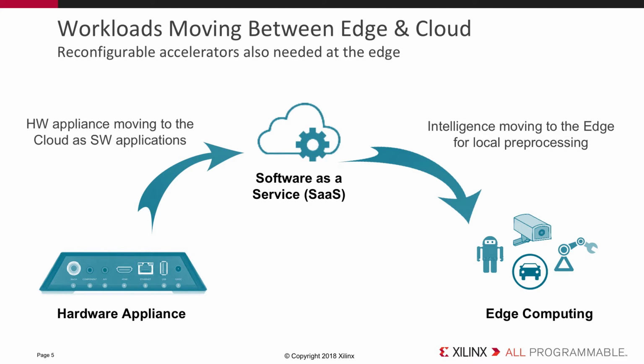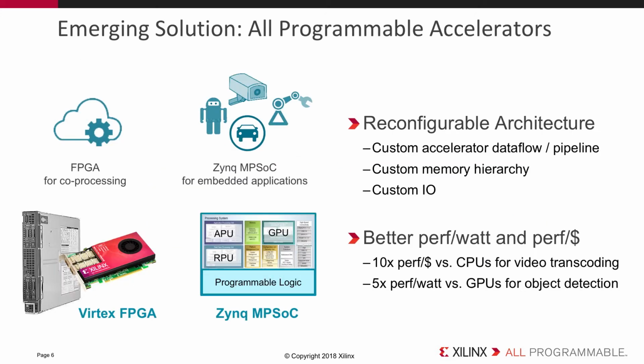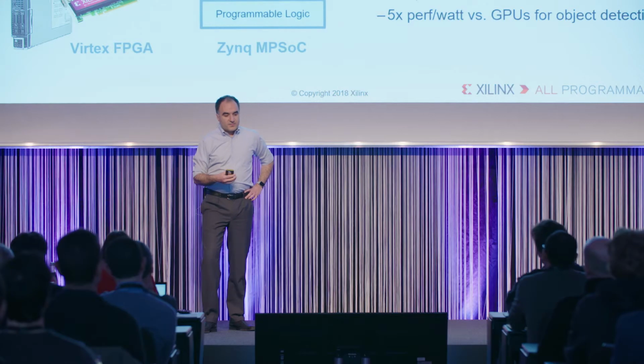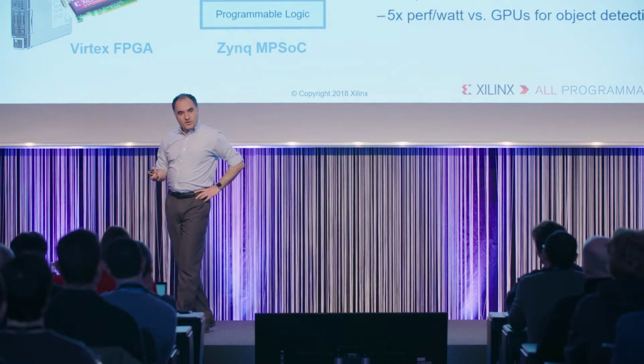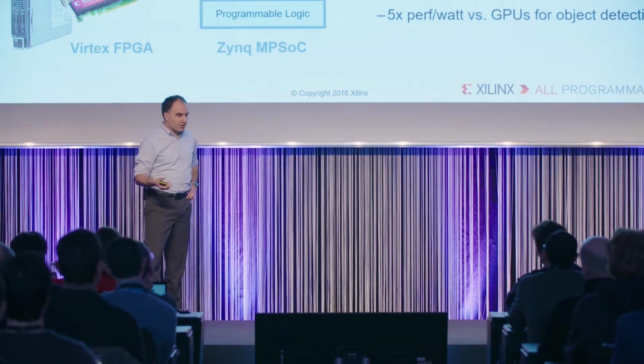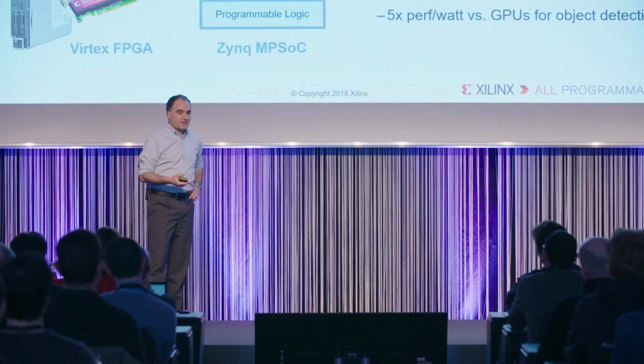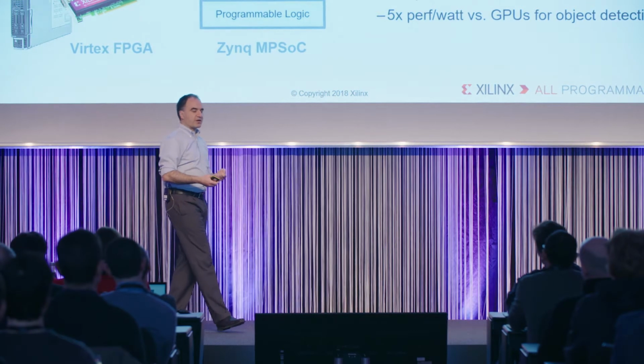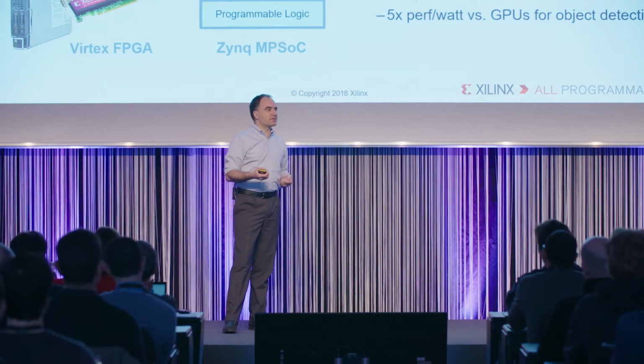So what I'm saying here is that you have very similar workloads moving from cloud to edge and edge to cloud. So you do need a reconfigurable accelerator in the cloud, but you need devices that you can also bring to the edge to run the same workloads. And that's really where FPGAs and Zynq SoCs come into play. They have basically configurable processing subsystems and configurable hardware that can be dynamically reconfigured to create custom accelerators.